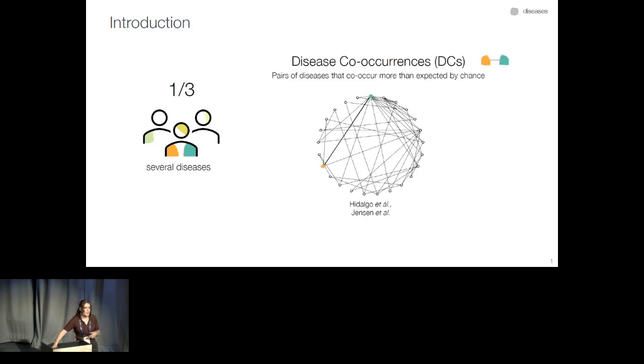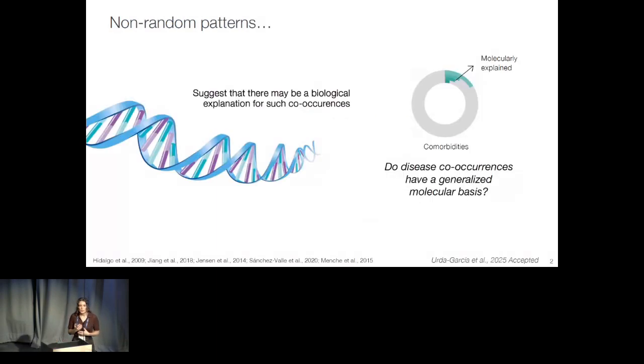And I'm sure that most of you already know cases like this, such as smoking increases the risk of developing lung cancer. But actually, there are many diseases that co-occur more than expected by chance, and these are often between seemingly disparate conditions. We will call these disease pairs disease co-occurrences. Over the years, large-scale epidemiological networks have been built connecting these disease pairs that tend to co-occur in the same person. So these non-random patterns of disease co-occurrence suggest that there may be a biological explanation for them.